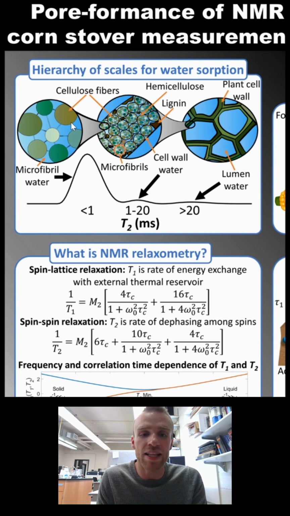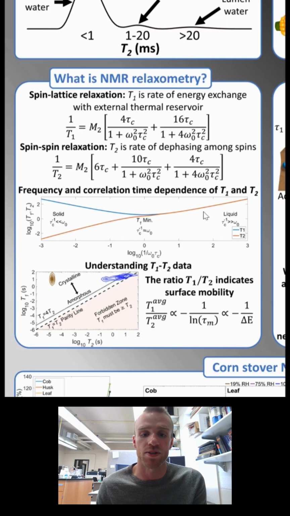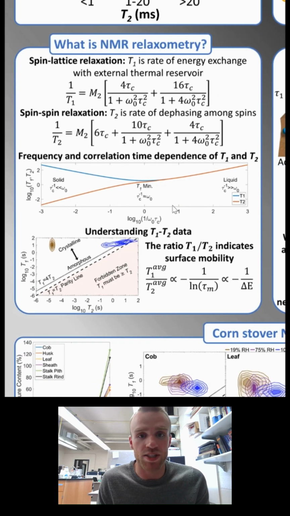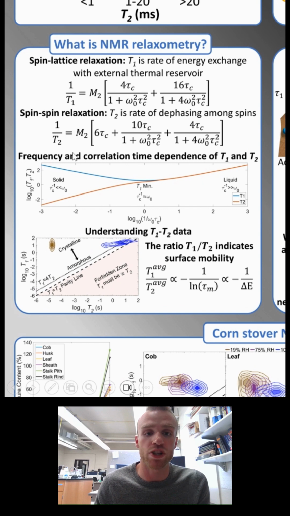And we can relate these water populations to T2 relaxation times as a way to quantify water absorption across the length scales. So what are these relaxation times? Well, here's an equation for T1 and T2 relaxation. And the important thing to note is that they're both frequency and correlation time dependent, or they have this omega naught and tau c dependence.